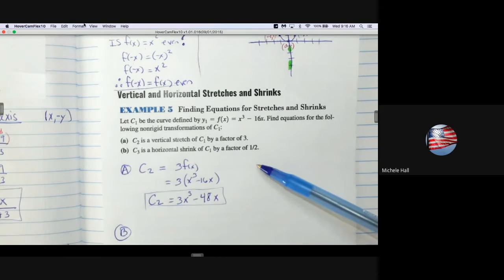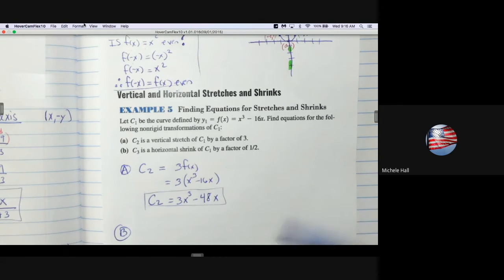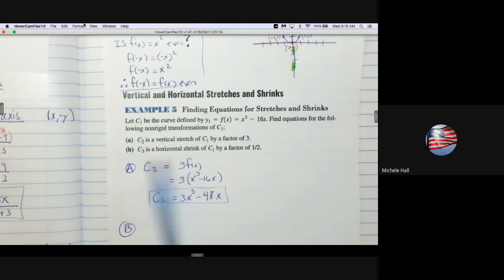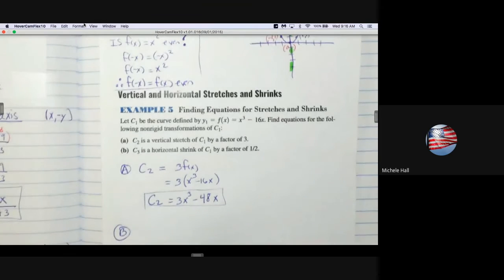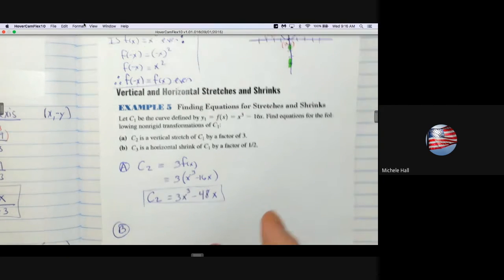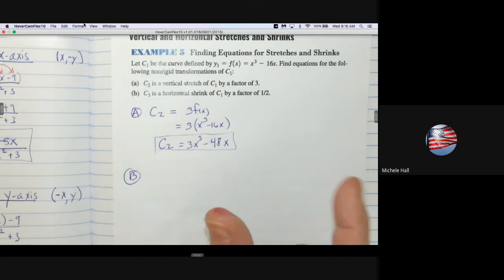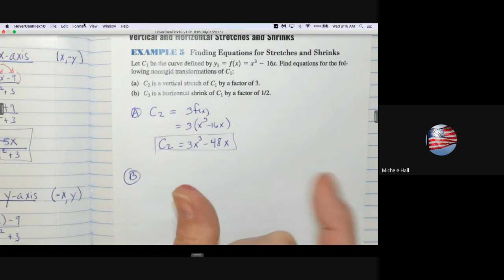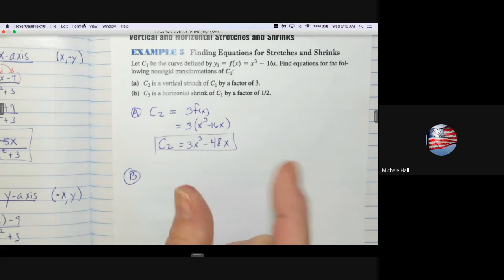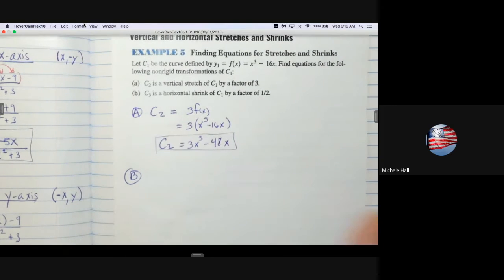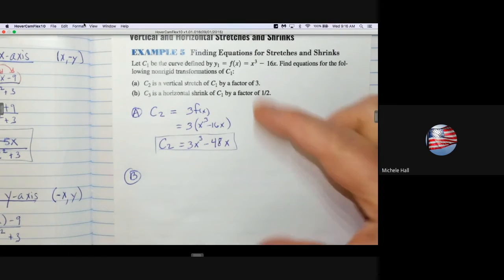All right, this book has a little bit different of a definition than the one that I use. C3 is a horizontal shrink by a factor of a half. A horizontal shrink. Remember that when you're dealing with the x. A horizontal shrink, we're talking about the x variable, and it's always the opposite of what we're thinking. It has to do with the x. The y is straight up. Multiply 3 to the function, boom. You've got your vertical stretch of 3.